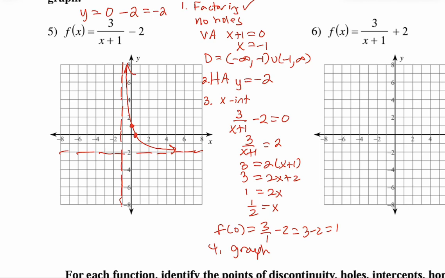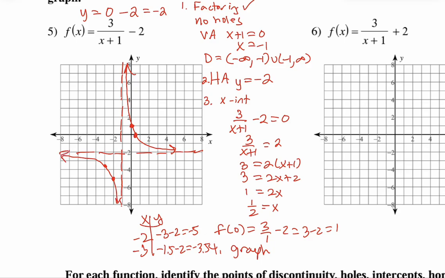Let's plug in -2. So if we plug -2 into the top function, we get -3 minus 2 or -5. It is down there like I thought. If we plug in -3, if we want to just verify one more time, we get -1.5 minus 2, which is -3.5. And as we can see, we're going to follow the asymptotes.